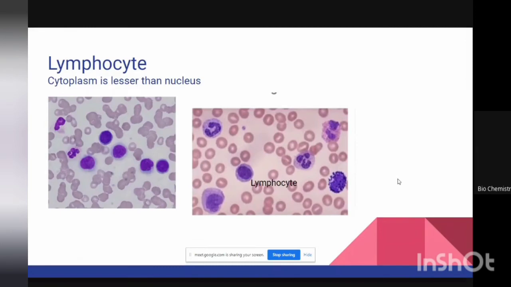Cytoplasm is lesser than nucleus. That is the simplest hint for us to identify a lymphocyte in a WBC population. On the left we can see many lymphocytes present, and on the right I have labeled a lymphocyte separately among the group of WBCs.